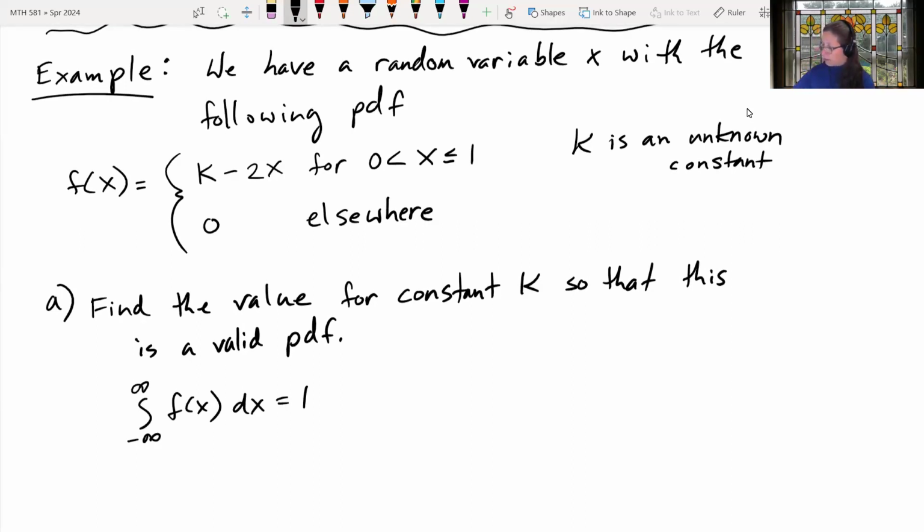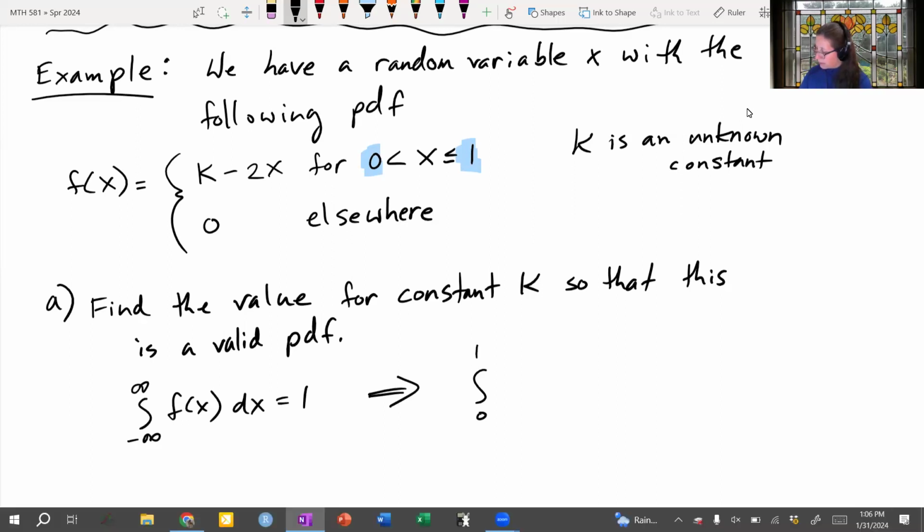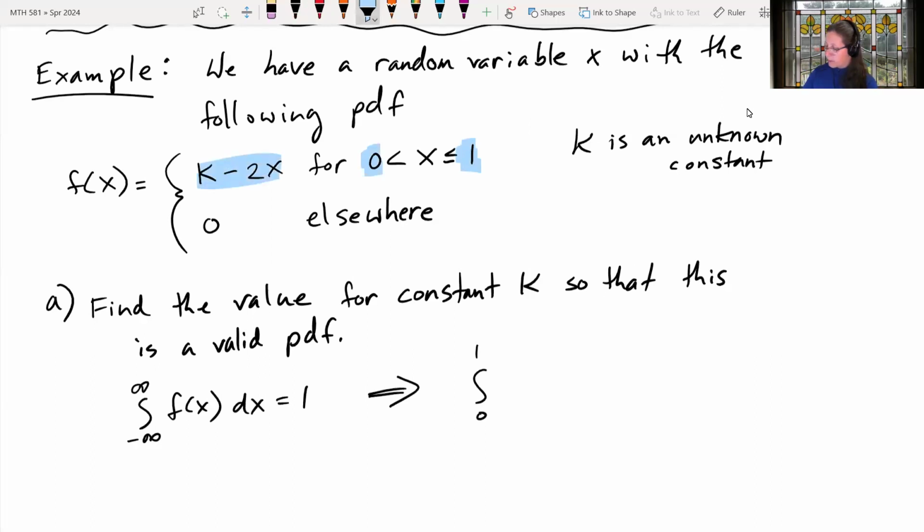Our function itself is going to be only really of interest between 0 and 1 because it's 0 everywhere else in there. And so if I'm just looking between 0 and 1, this becomes the integral from 0 to 1 of f of x dx. That function that we're only interested right now is this top portion because it's just going to be 0 everywhere else. So we're going to say the integral of k minus 2x dx, and we have to set that equal to 1. So that's our goal.